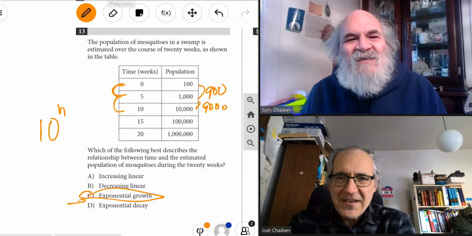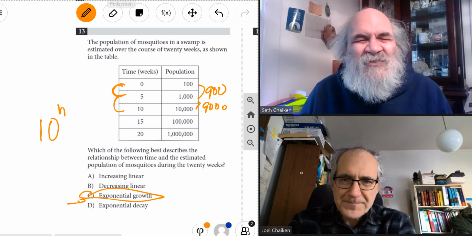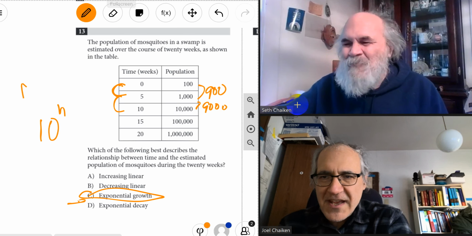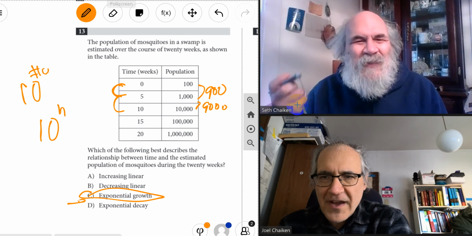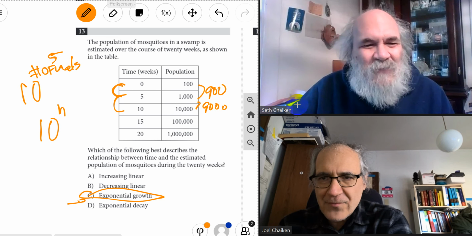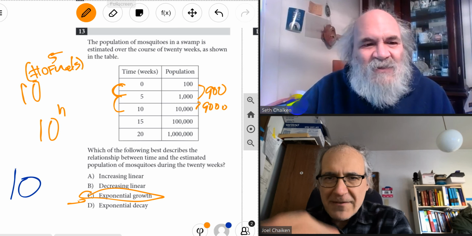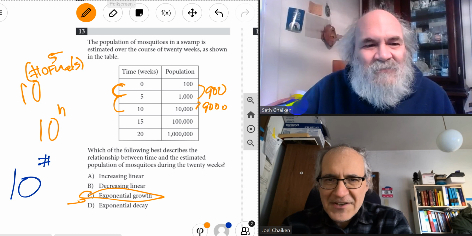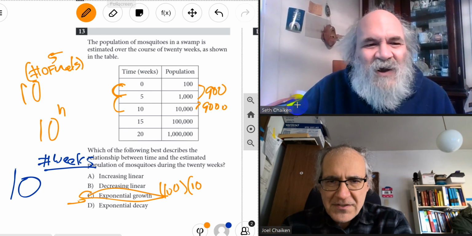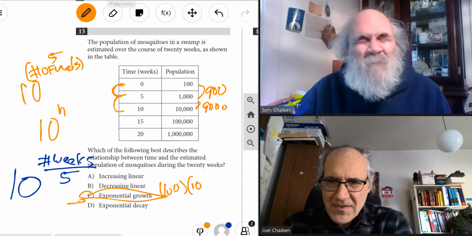The n is units of 5 weeks. So 10 to the number of 5 weeks. So it's 10 to the number of weeks... actually, it's 100. It's actually 100, times 10 to the number of weeks divided by 5.